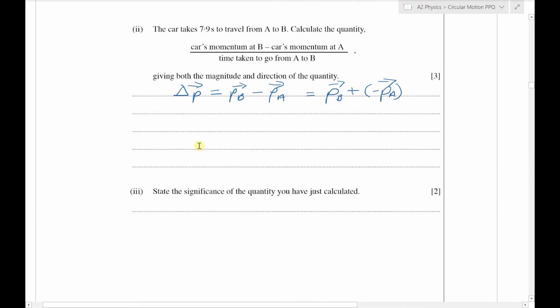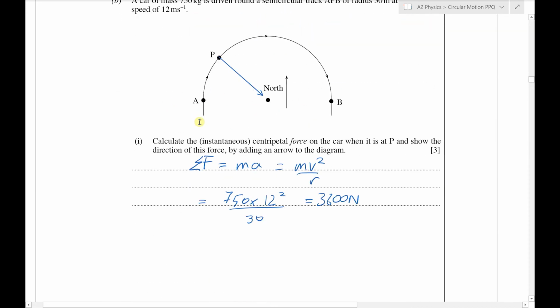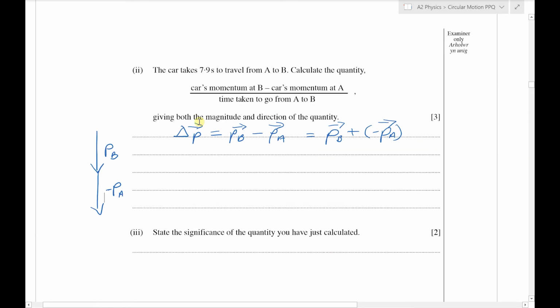So if we wanted to do a simple vector diagram here, we could have the momentum at B in that direction, and the negative of momentum A in that direction. So the change of momentum you can see here will be double the momentum of either B or A, because they're going to have the same size momentum, simply found from mass of 750 times a velocity of 12. So the length of our resultant here, delta p, would be 750 times 12, but doubled, which gives us 18,000.